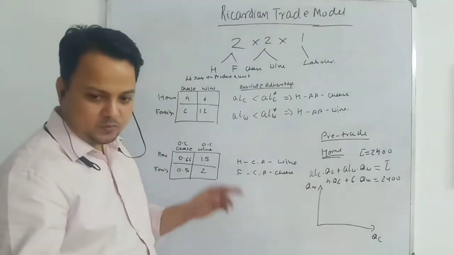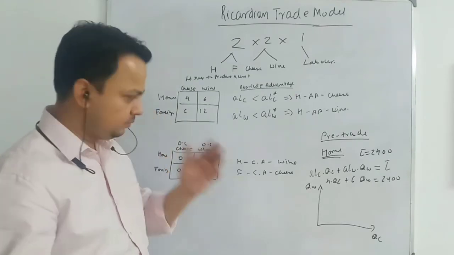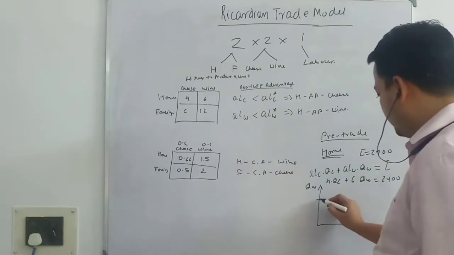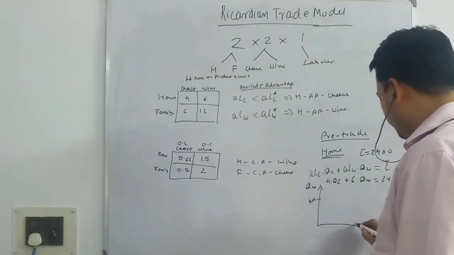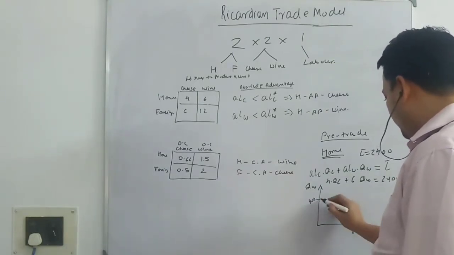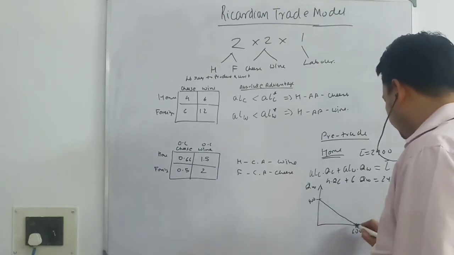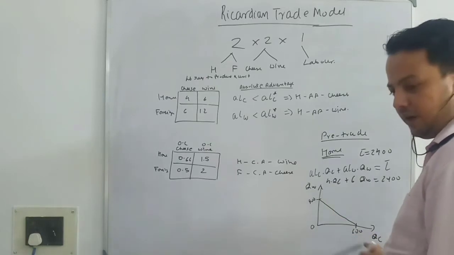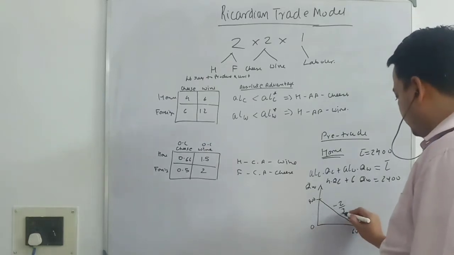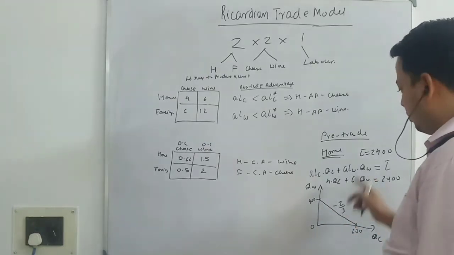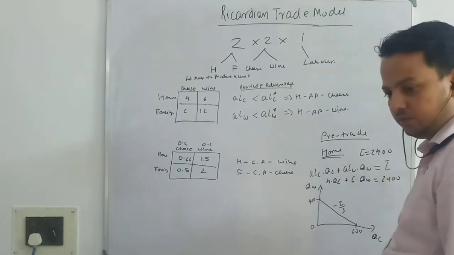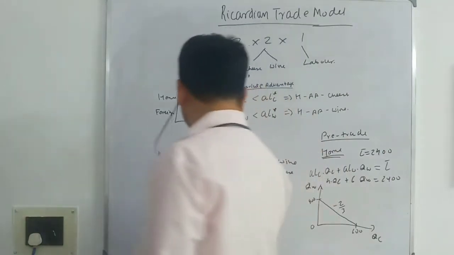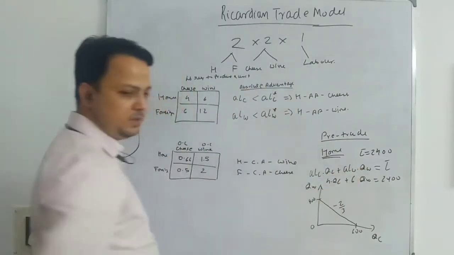So how much will you get? Yes, very good. So here it will be 400, here it will be 600. And what will be the slope? Yeah, 400 divided by 600, it is minus 2 by 3. Or you can remember it as aLC by aLW, minus aLC by aLW. Just finish it, you will get it. If you write the equation, it will be coming like this.